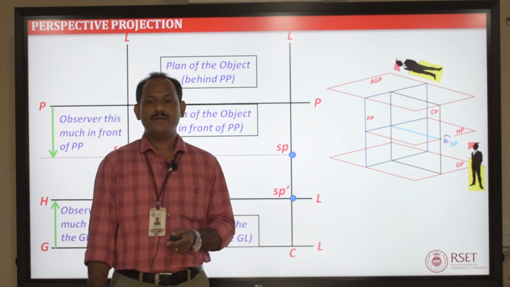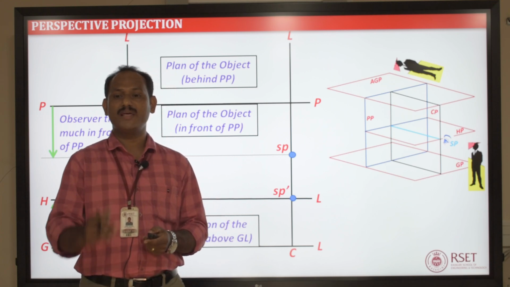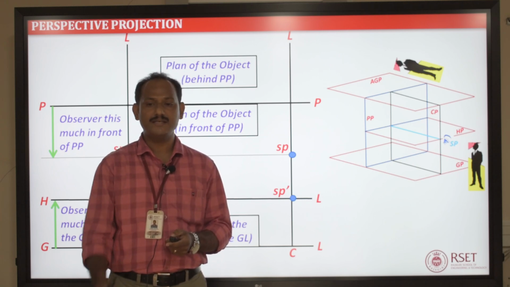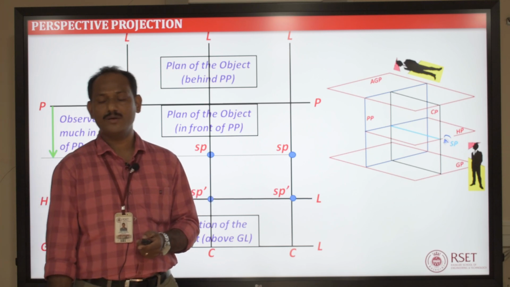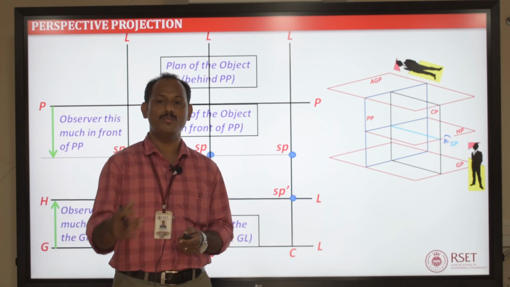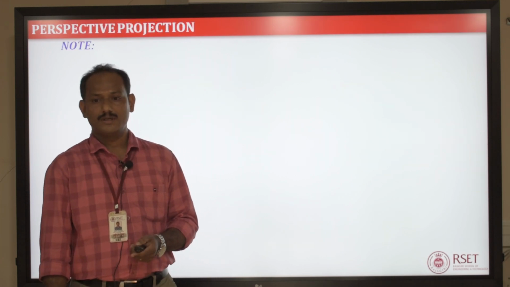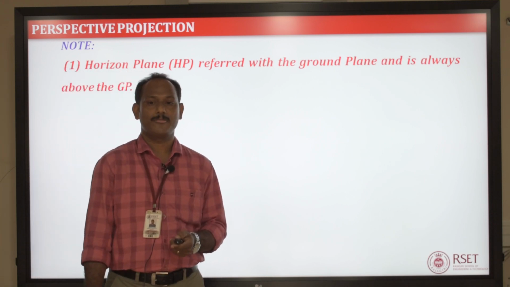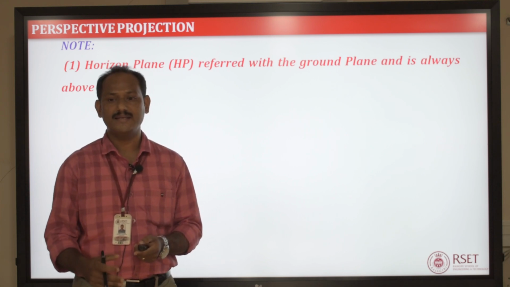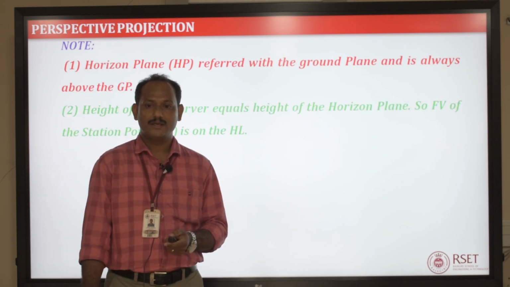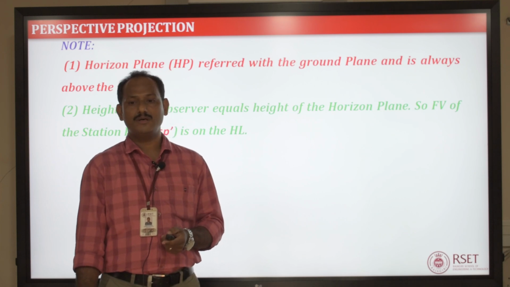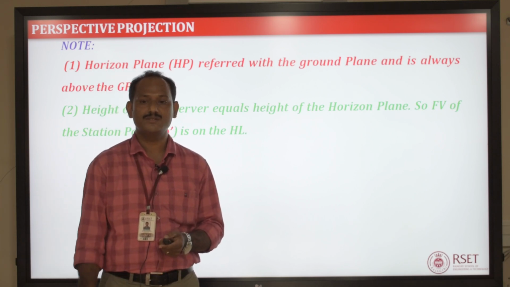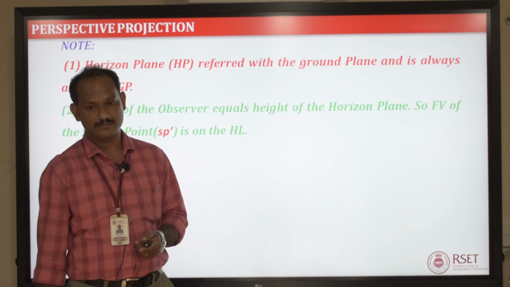See, depending on the location of the central plane or observer from the object, you can draw the central line in different positions. So, depending on the position, you will get the station point's front view and top view accordingly. These are some points to note here. The horizon plane is referred with the ground plane always, and it is always above the ground plane. The height of the observer equals the height of the horizon plane. So, the front view of the station point is on the horizon line.